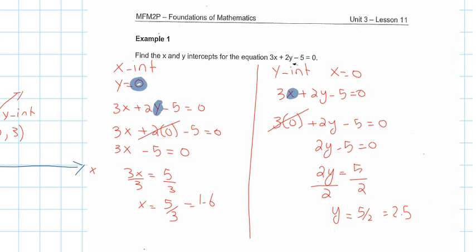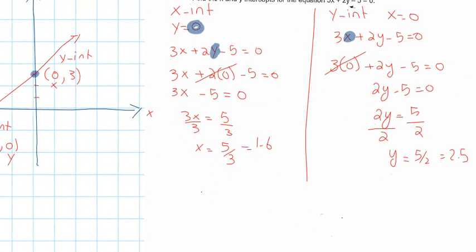So now I found both my x and my y-intercept. So all I have to do is locate them. So x equals 1.6, let's say it's about here. And then y is 2.5, so it's about here. I have my 2 points. Then I can graph my line. Pretend that these are passing through the points, please.